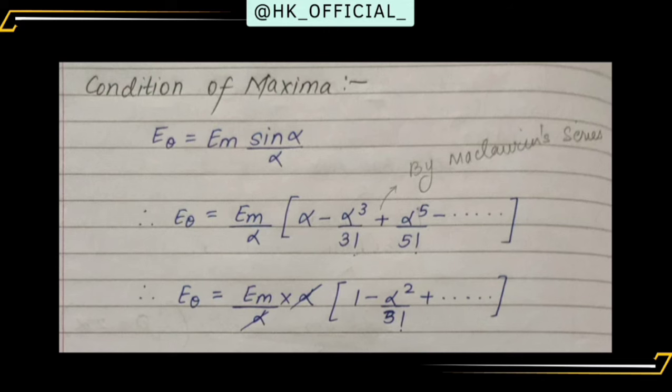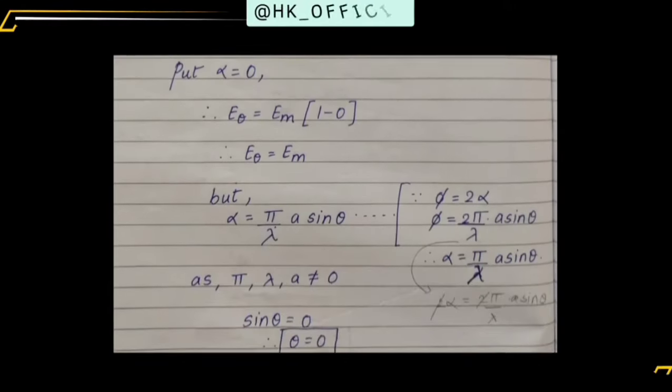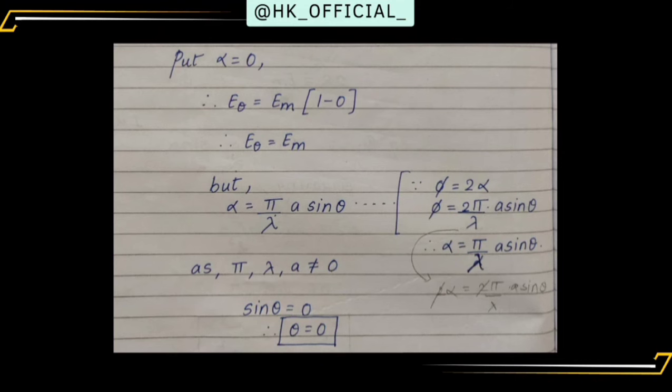Here if you take out alpha as common, taking only two terms inside the bracket, you will get E theta is equal to Em upon alpha into alpha, and under the bracket, as I have taken alpha common, I will get 1 minus alpha square by 3 factorial plus dot dot dot. Alpha will get cancelled. Now we have to put alpha is equal to 0. Why? Because we are finding out the condition of maxima. So here we will put alpha is equal to 0. So what will happen? E theta is equal to Em. Alpha is 0, so it will become 1 minus 0, and you will get E theta is equal to Em.